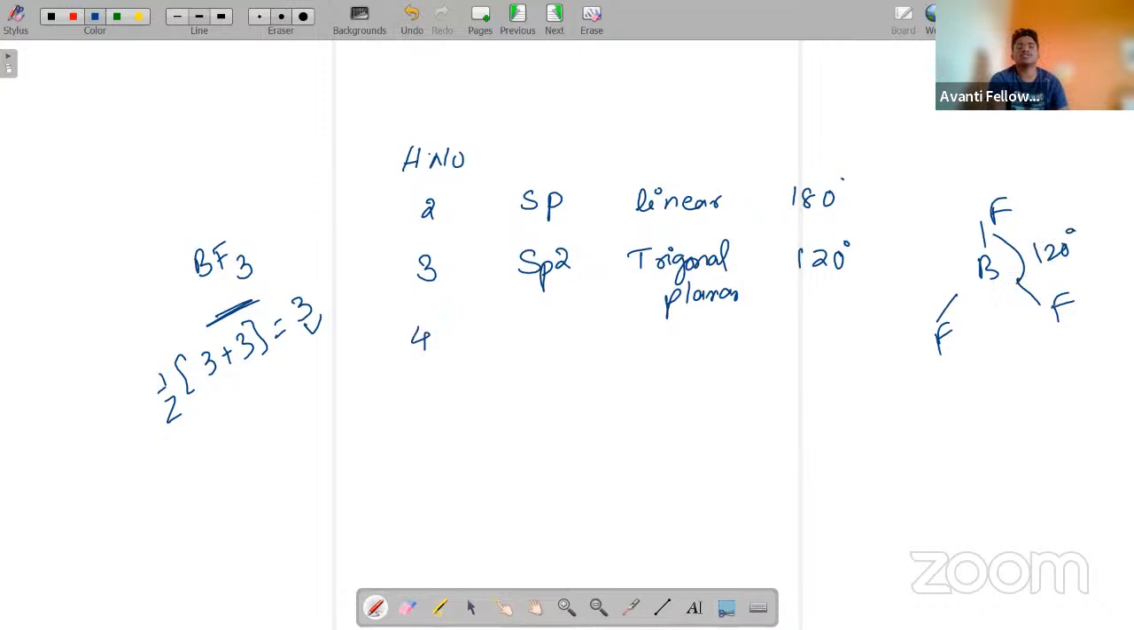Next one is 4, that is sp3. We can also call it tetrahedral. The best example is CH4. The bond angle is 109 degrees 28 minutes.